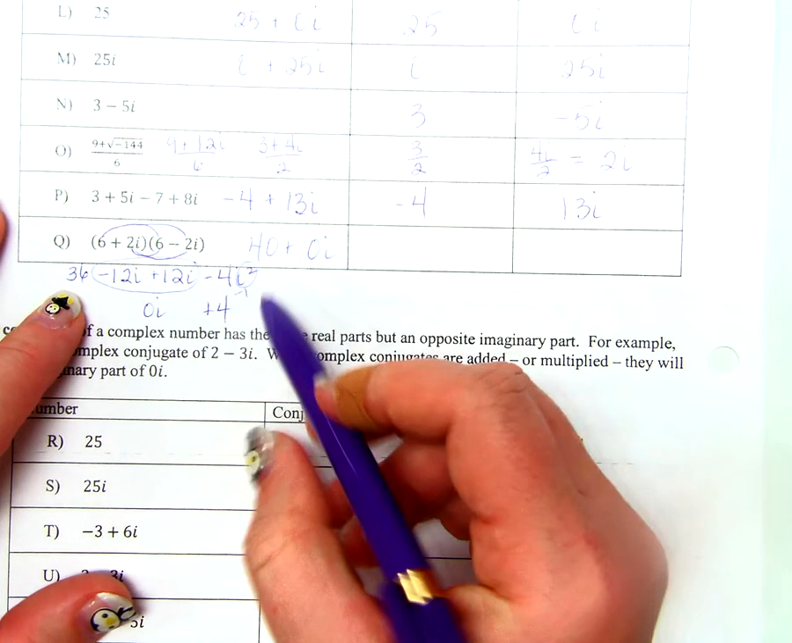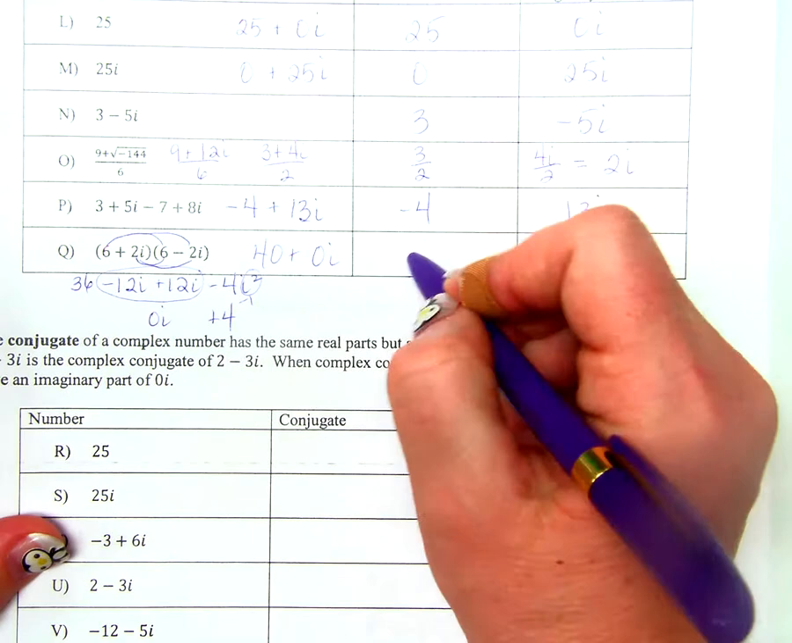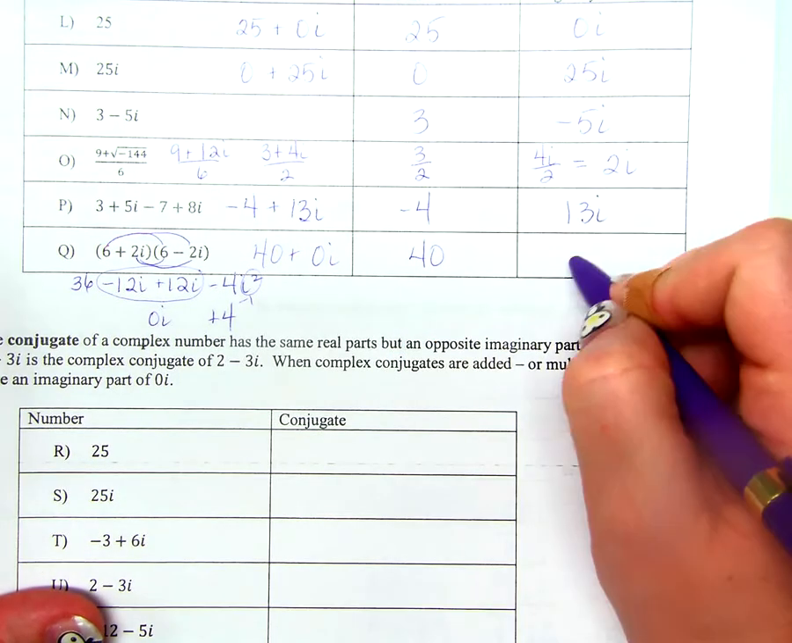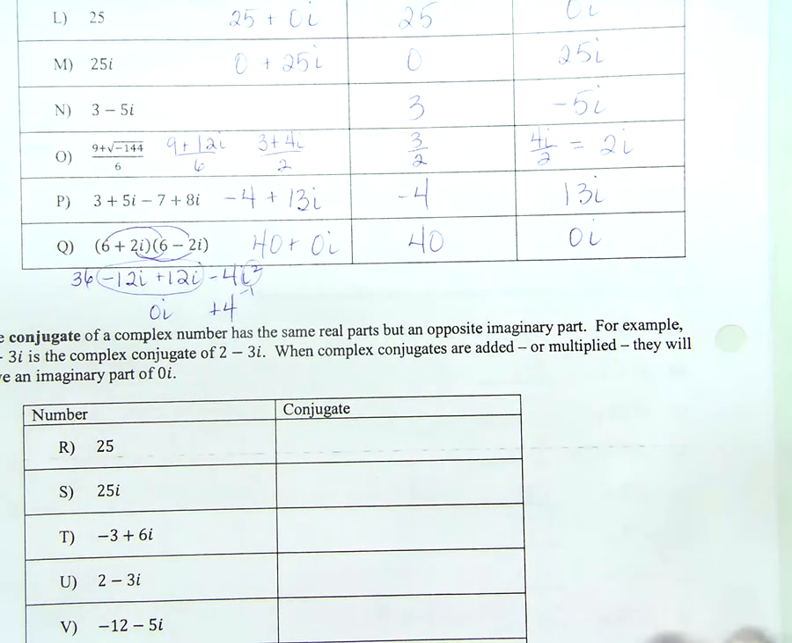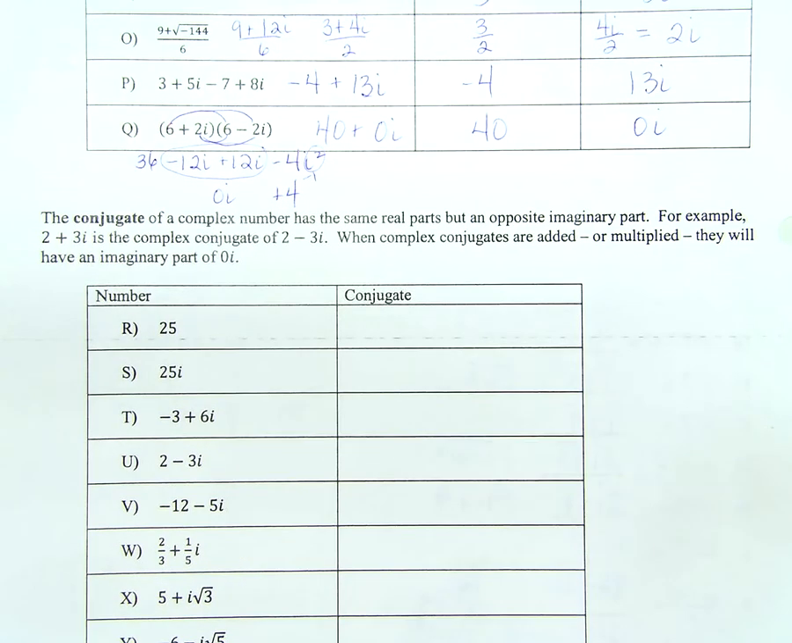40. So all that work to get 40? Kidding, right? Not kidding. What's the real part? And what's the imaginary part? 0i. Okay? Here's where the plus or minus comes in. You asked me about it just a second ago. Here's where it kind of starts to creep in.